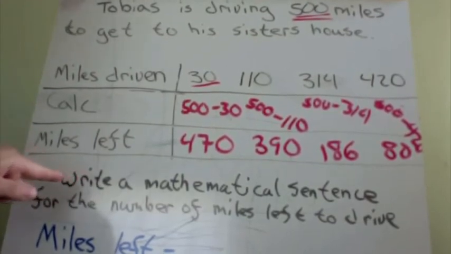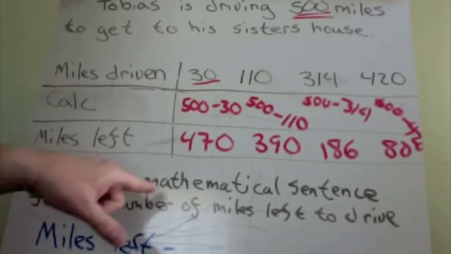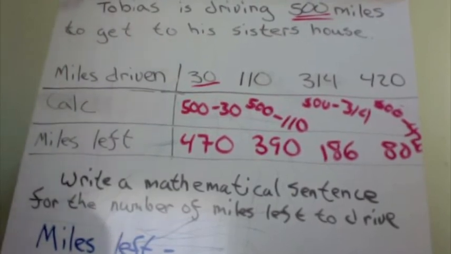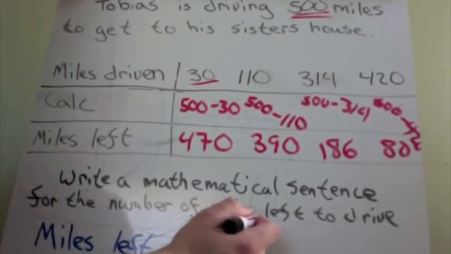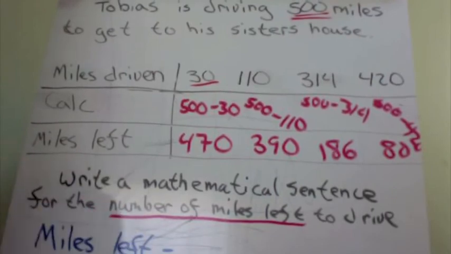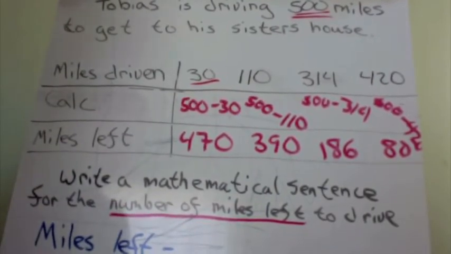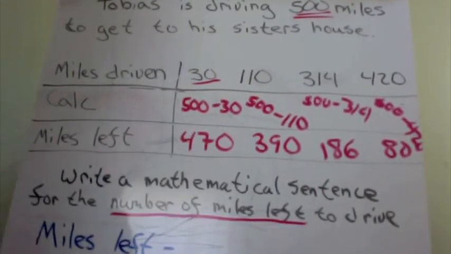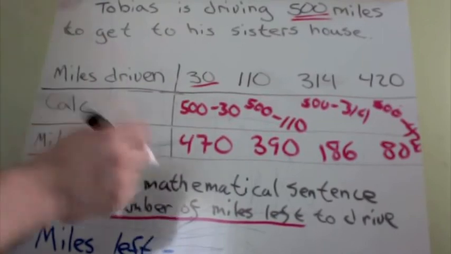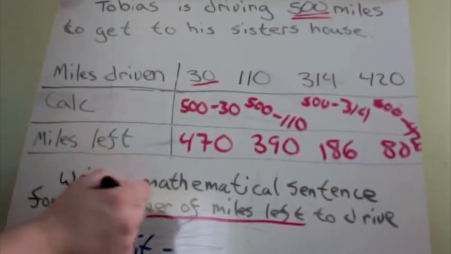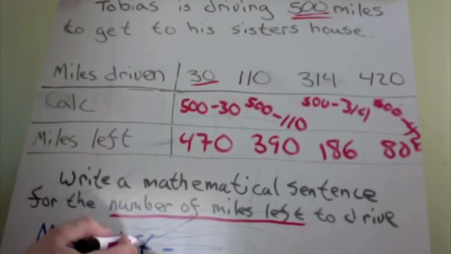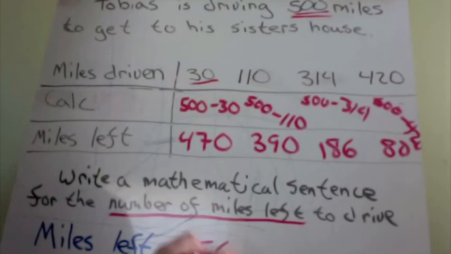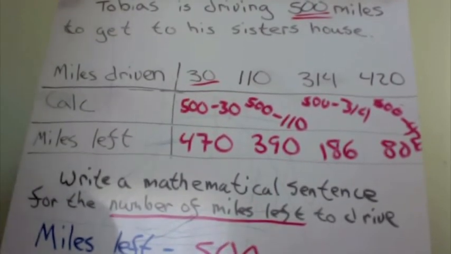Because what we want to do, and this is the important part, we want to write a mathematical sentence for the number of miles left to drive. Now this is the key. The number of miles left is what we want to find out. So that's what it's going to be equal to. Because when we do all of our calculating, we want to know what that equals. And we want it to equal number of miles left. So we have miles left equals, well, what are we doing? We're simply taking 500 and subtracting miles driven.